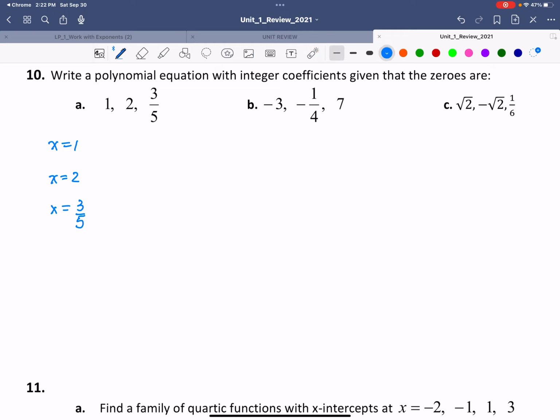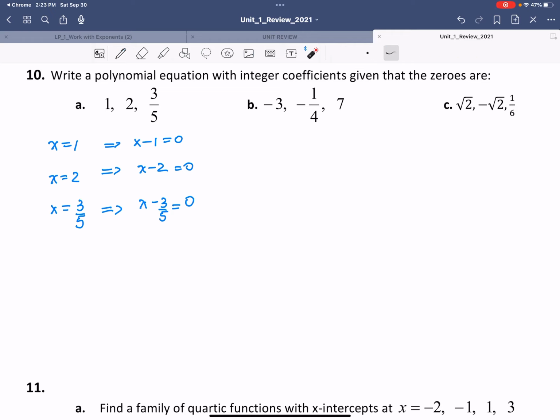So if x equals 1 is one of the roots, it means that the factor it has come from is x minus 1. Similarly, at x equals 2, we must have solved x minus 2 equals 0. And x equals 3 over 5 means that we must have solved x minus 3 over 5 equal to 0.